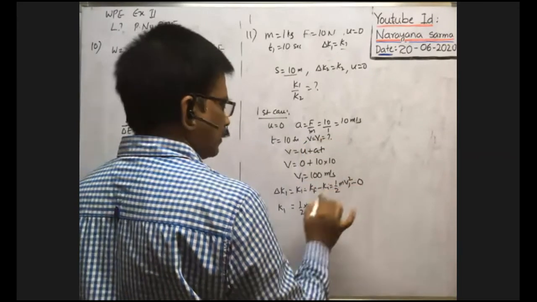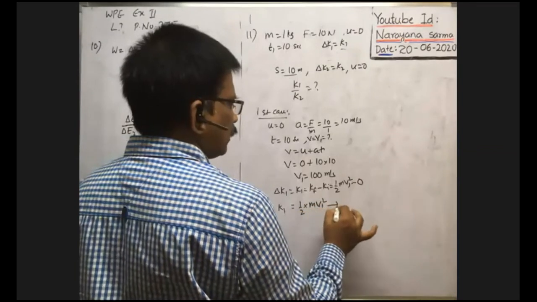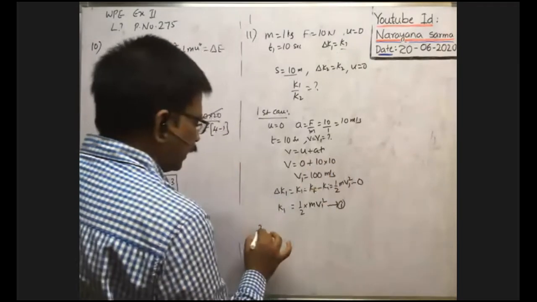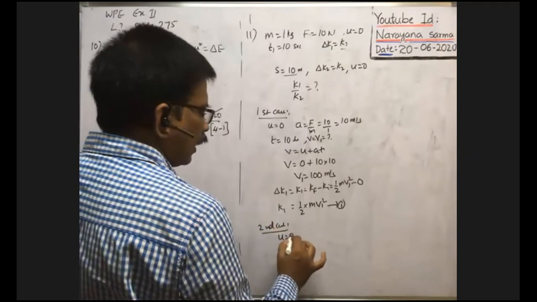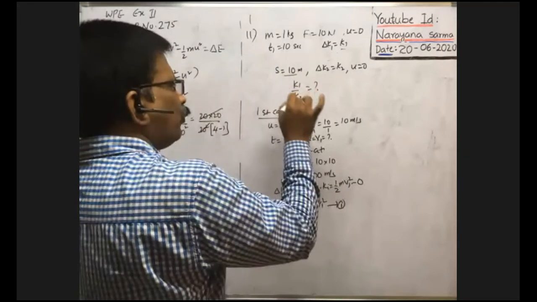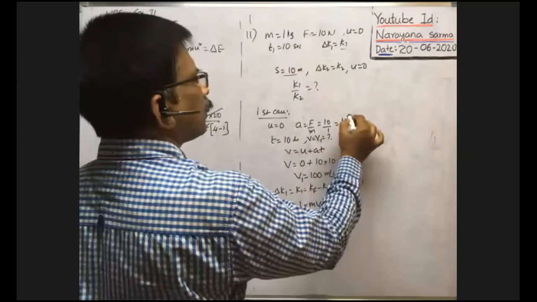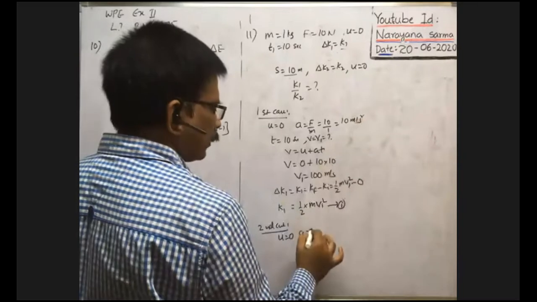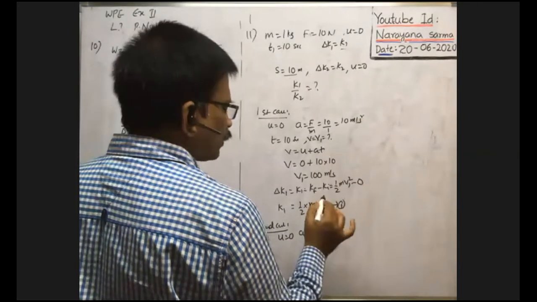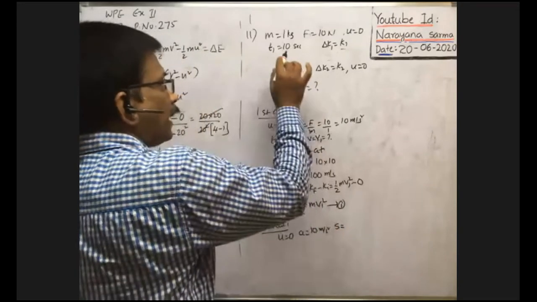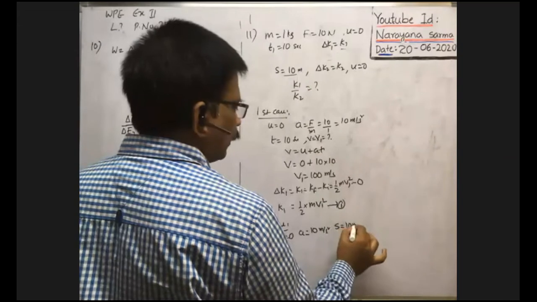You keep K1 equals half m into v1 square. You keep this equation as 1. Next, in the second case, initial velocity is 0, acceleration is 10 meter per second square, as the same force acts on the body, so the acceleration is the same. This force acts on the body for 10 meter distance. That's why s is equal to 10 meter.